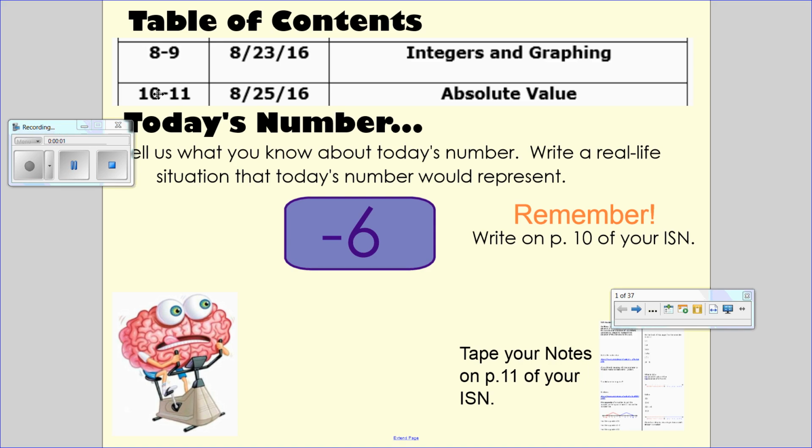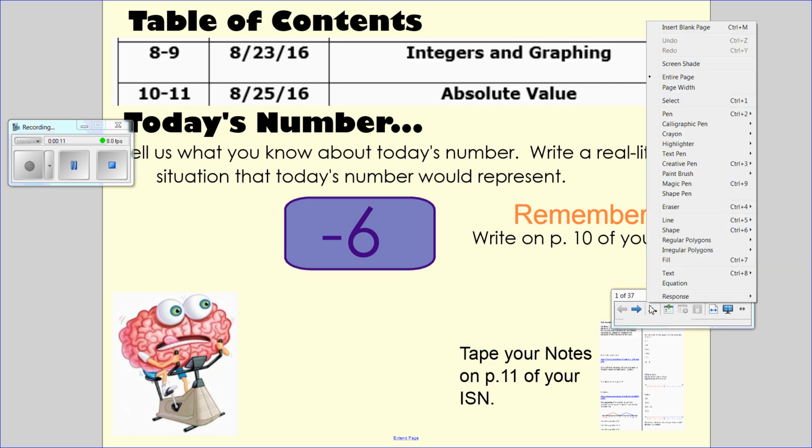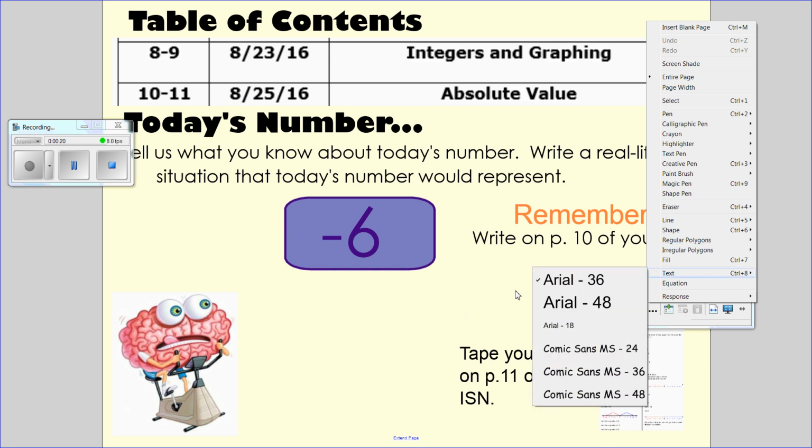Today we're going to be talking about absolute value. In our number routine, tell us what you know about today's number. Write a real-life situation that today's number would represent. Where would you see this integer? Again, an integer is a whole number and its opposite, and it includes 0. So where would you see this?